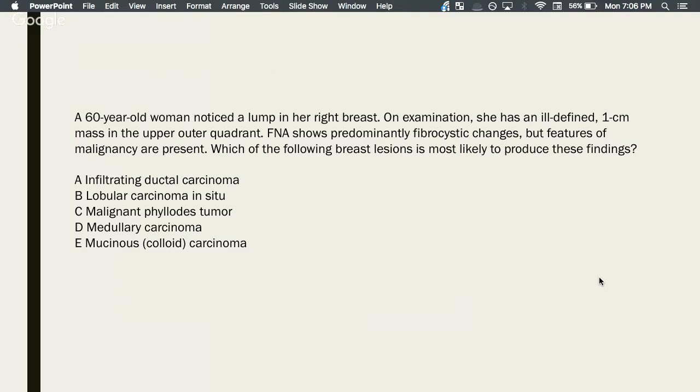So basically, she's 60, with an ill-defined 1 centimeter mass in the upper outer quadrant, which should already be ringing alarm bells. On FNA, while she has predominantly fibrocystic changes, there are features of malignancy. So you already know it's a carcinoma. And fibroadenomas are commonly associated with lobular carcinomas. So just based on that, B would be your answer.